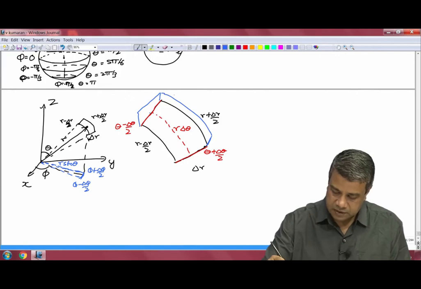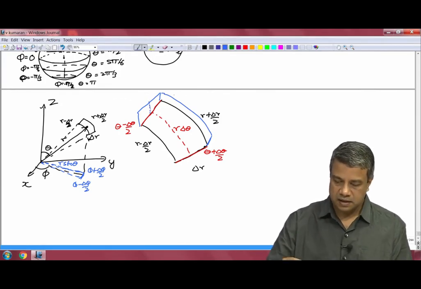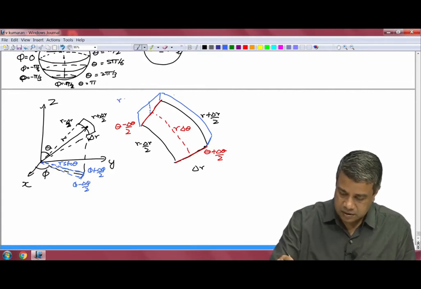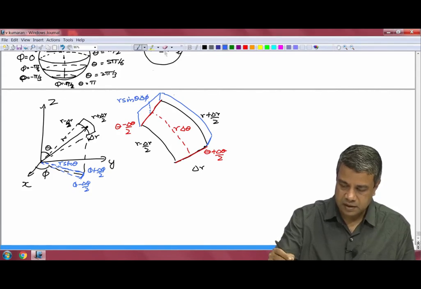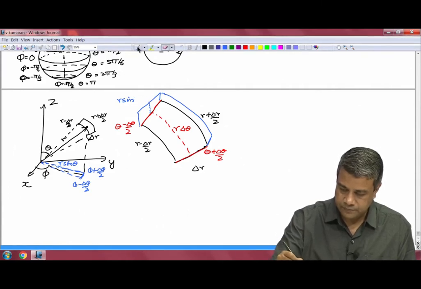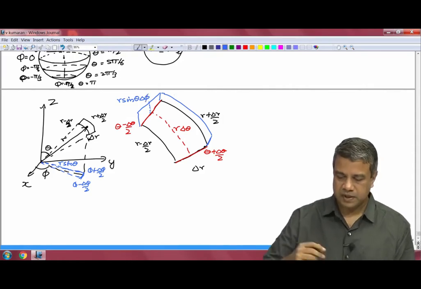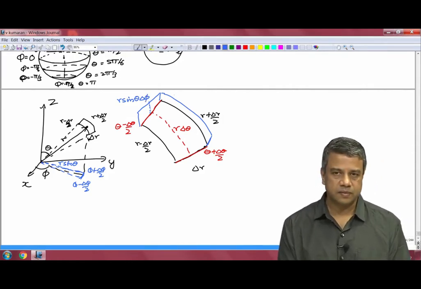So, therefore, the distance that is travelled perpendicular to the plane along the phi direction has got to be equal to r sine theta delta phi. That is going to be the distance travelled.